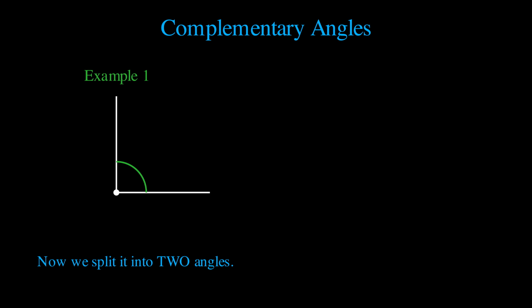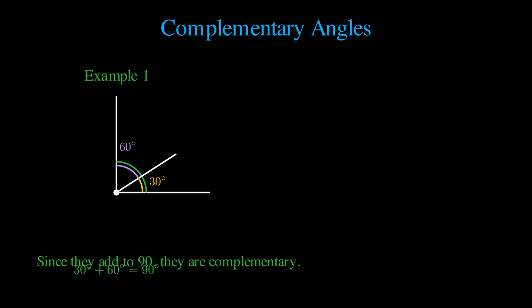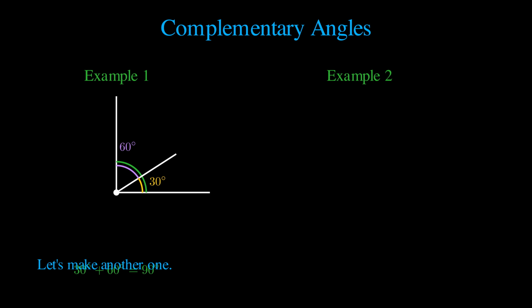Now we draw another ray inside the corner. This splits the 90-degree angle into two smaller angles. So instead of one big angle, we now have two smaller angles that sit next to each other. The first smaller angle measures 30 degrees. The second smaller angle measures 60 degrees. So when we add them together, 30 plus 60 equals 90 degrees. And since the two smaller angles add up to 90 degrees, they are called complementary angles. So anytime two angles add to 90 degrees, they are complementary.